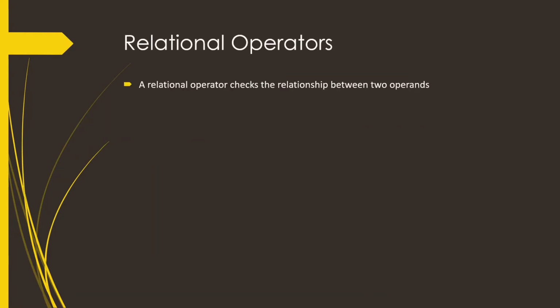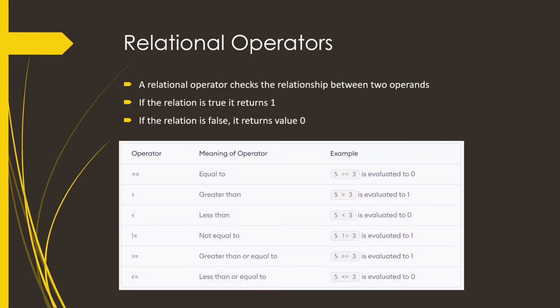And next is relational operators. A relational operator checks the relationship between two operands. If the relation is true, it returns 1, and if the relation is false, it returns the value 0. Now here is a list of the relational operators.